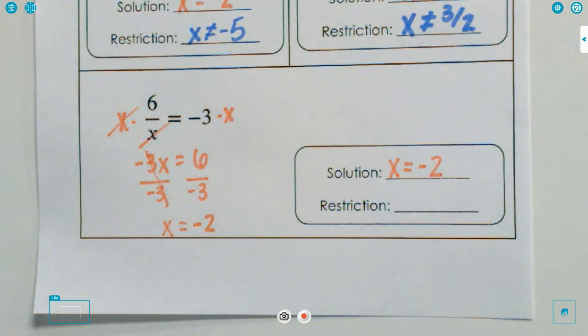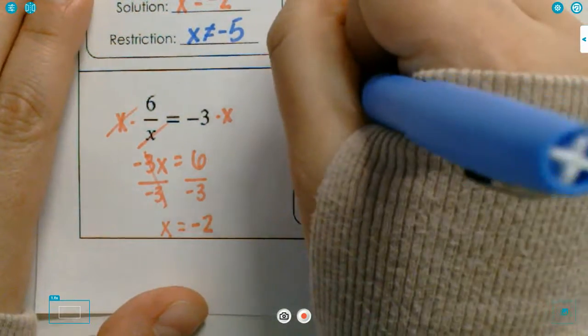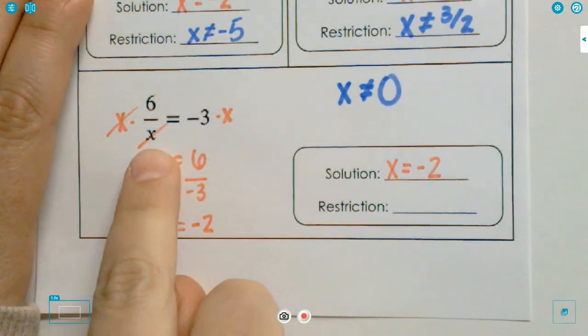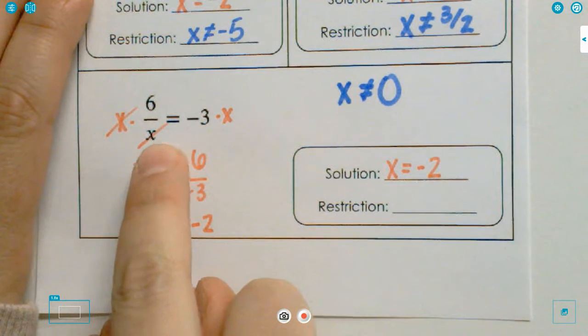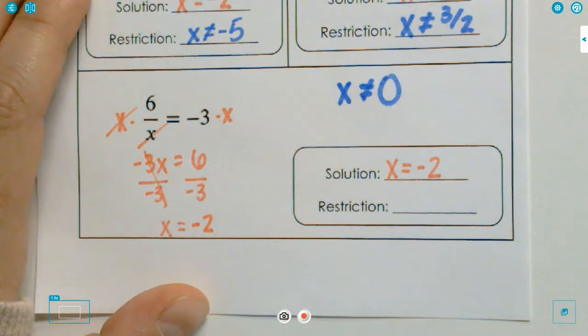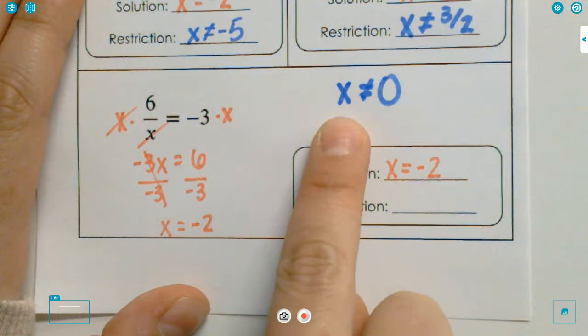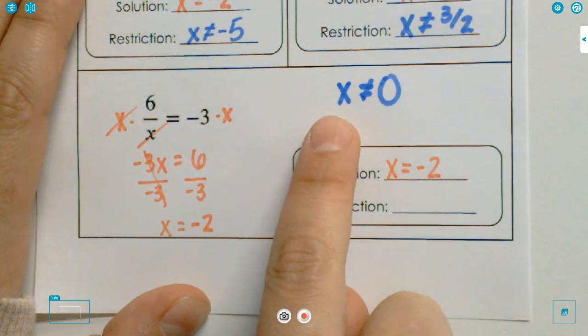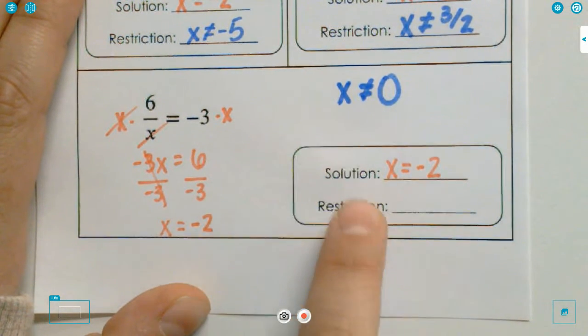Okay, and then for our restriction, we are going to set the bottom of our fraction not equal to 0. So take that x on the bottom of our fraction, set it not equal to 0. Since the only thing on the bottom of our fraction is x, we can take x, set it not equal to 0. What do we have to do to get x by itself? What is keeping x from being by itself, Brandon? Nothing.